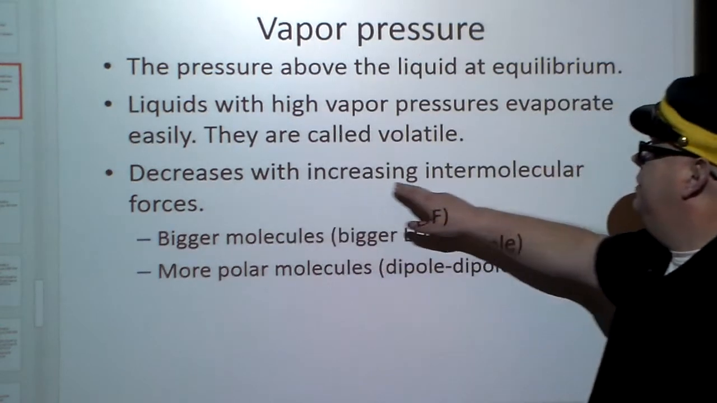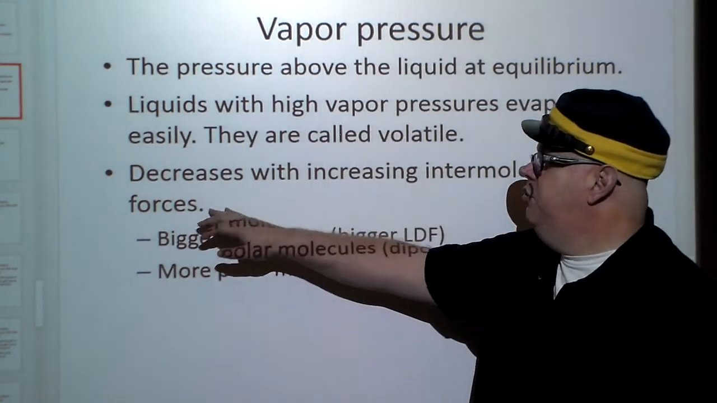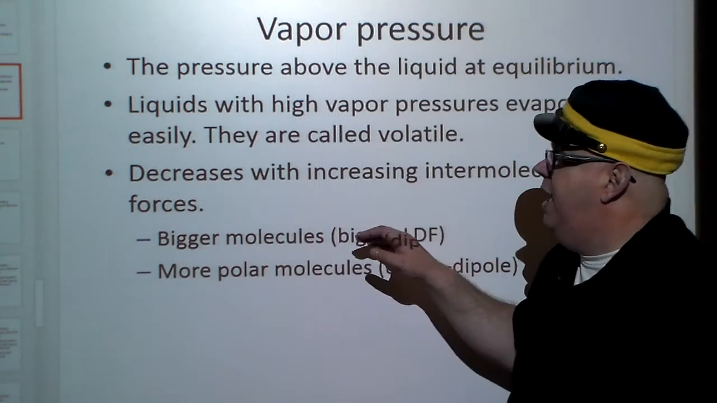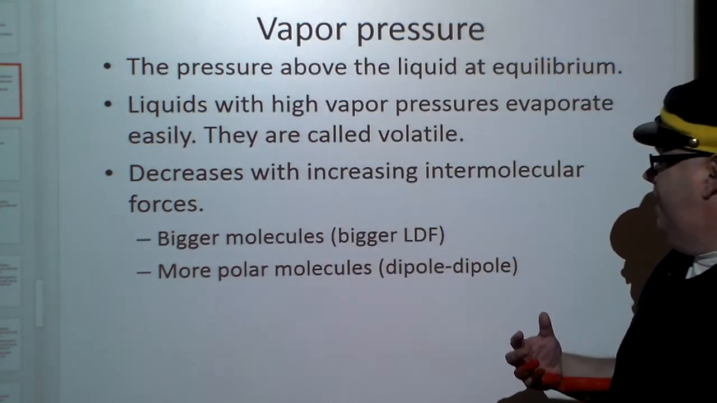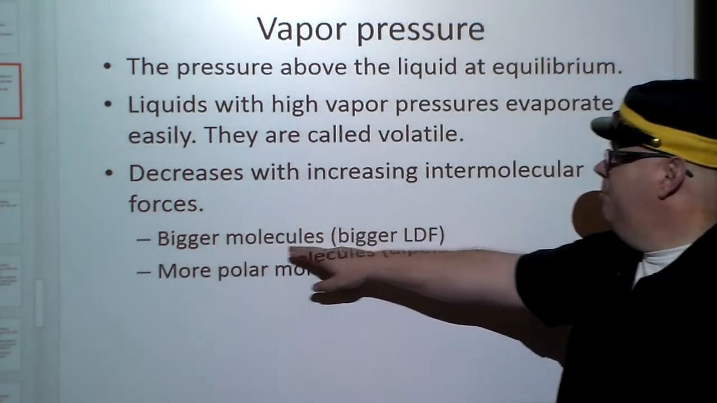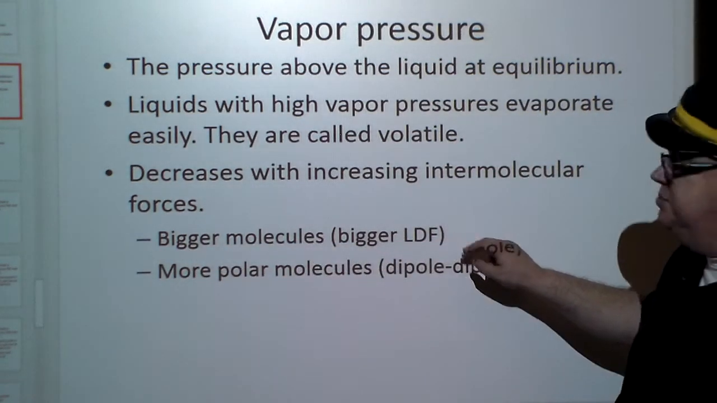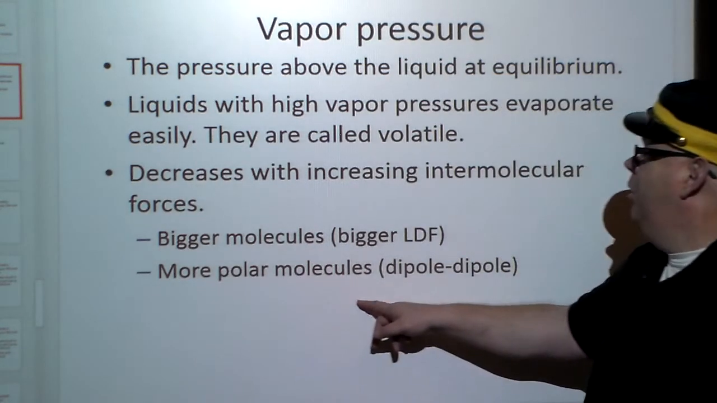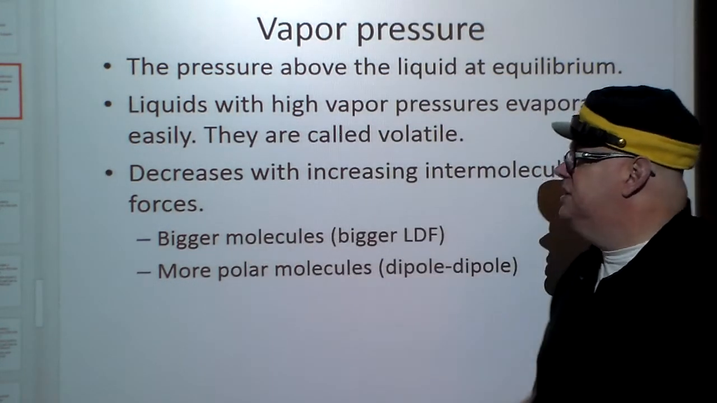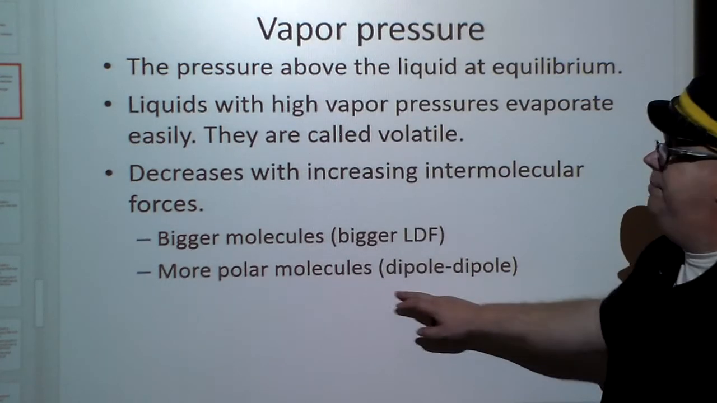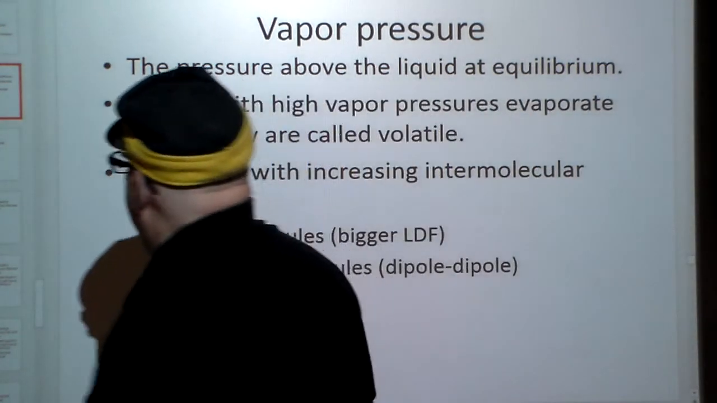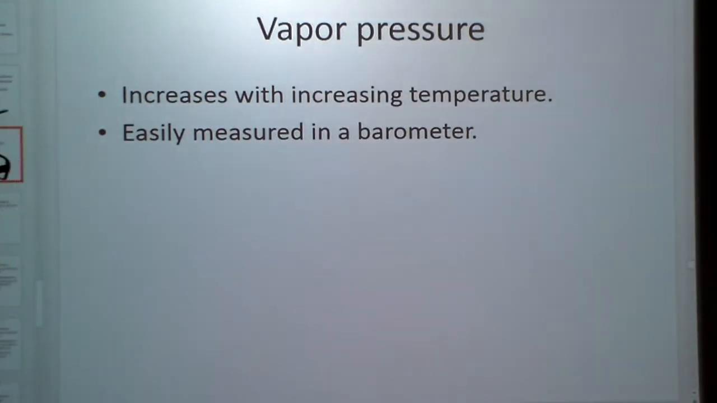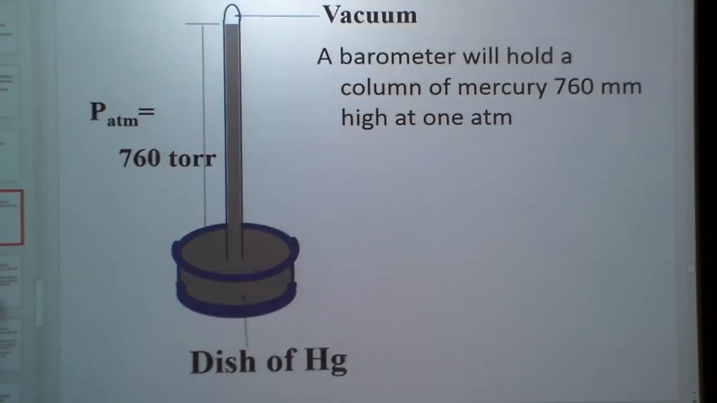Now, it decreases with increasing intermolecular forces. So in other words, the more IMF that you have, the harder it is to evaporate. You also have bigger molecules, which give bigger London dispersion forces, but you also have more polar molecules. That also decreases that volatility, that dipole-dipole. It does make it harder to do it. So vapor pressure also increases with increasing temperature, and we can measure that pretty easily with a barometer. So we can check out air pressure using a barometer, okay?